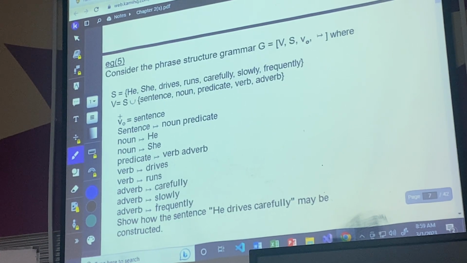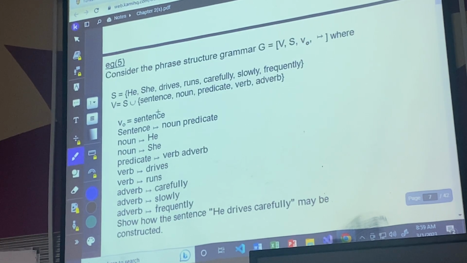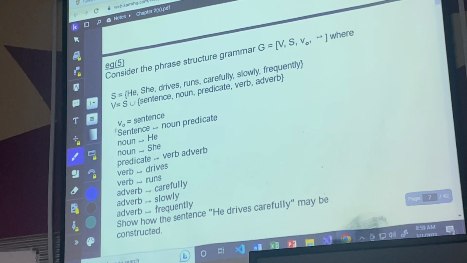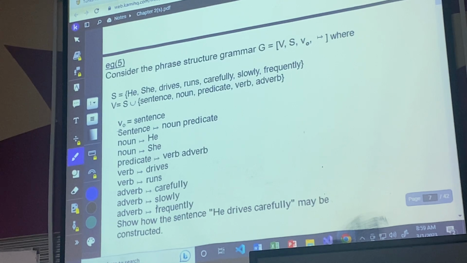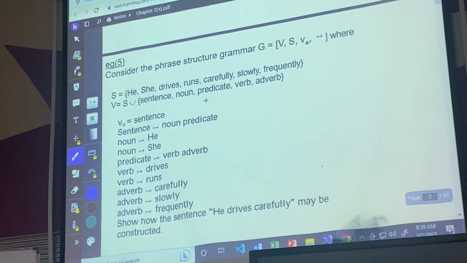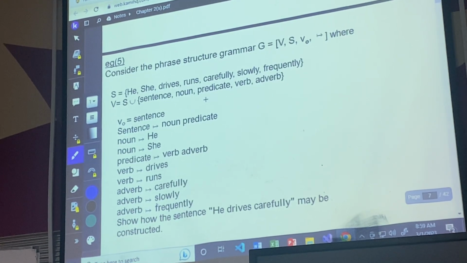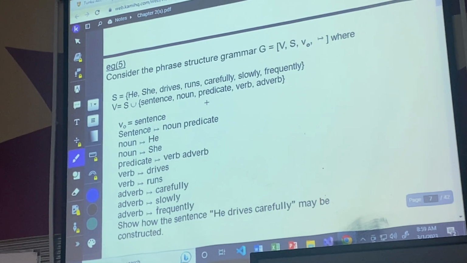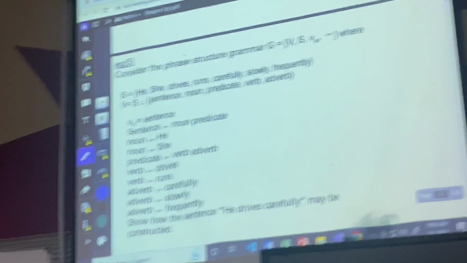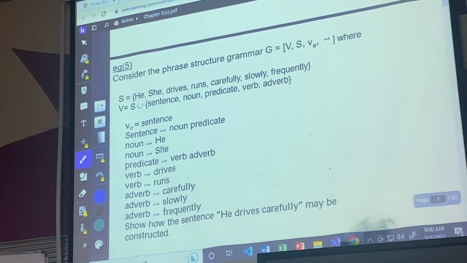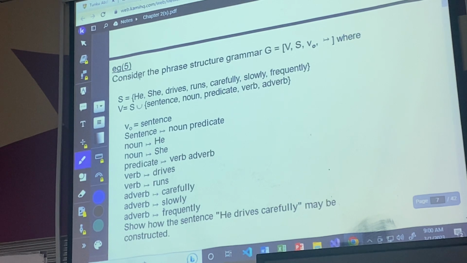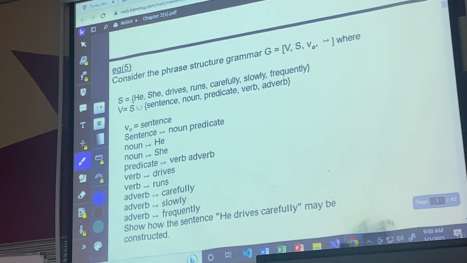Okay, so the starting point, we will have the sentence. We use the example of an English sentence first, then later on we go to the symbols. So the first one, we start with the sentence, then we replace the sentence with the noun and predicate, because every sentence we have must have two main components. If you still remember what you learned in your English, you must have two main components, right? One is a noun, one is a predicate. So the noun here, you can replace it with he or she. In the set given here, you have two nouns given, he, she. And the predicate, later on, we need to split down into another two components, which are the verb and adverb.